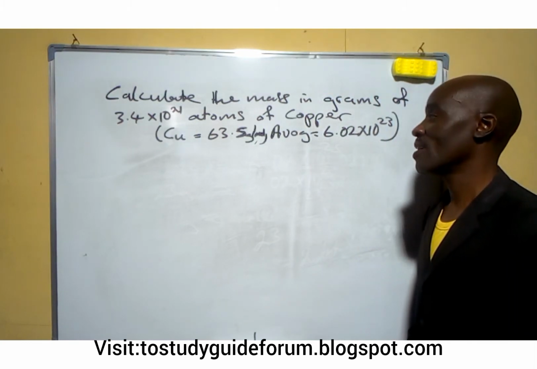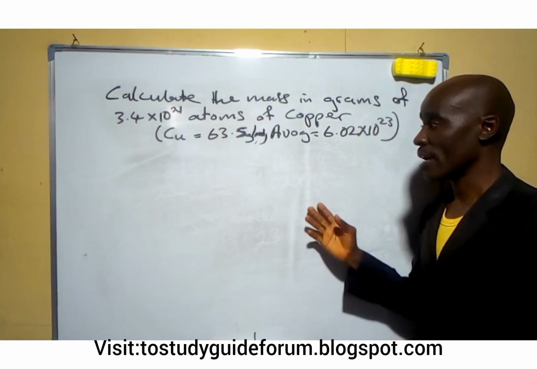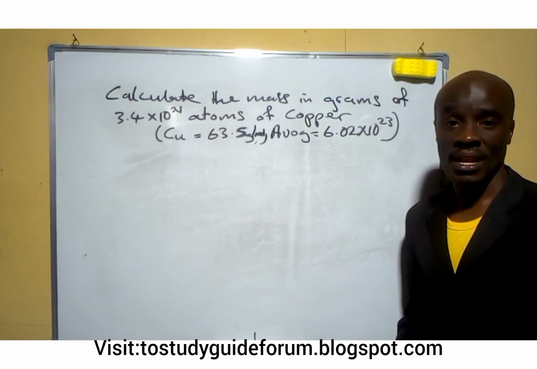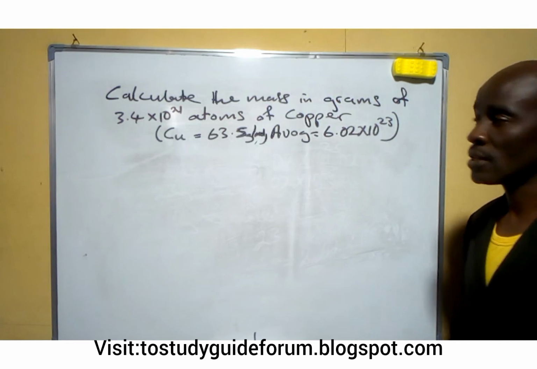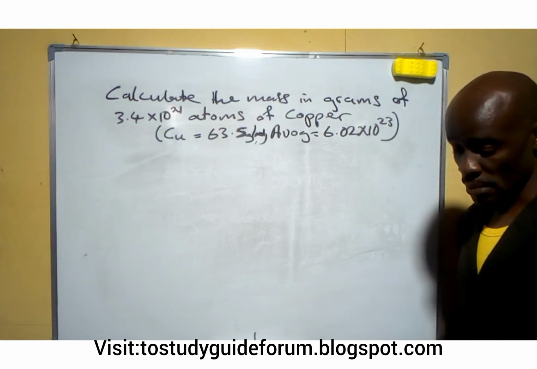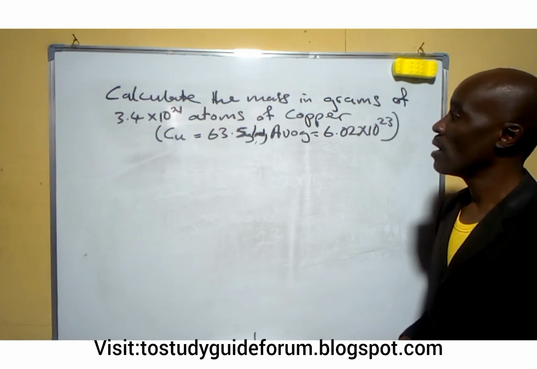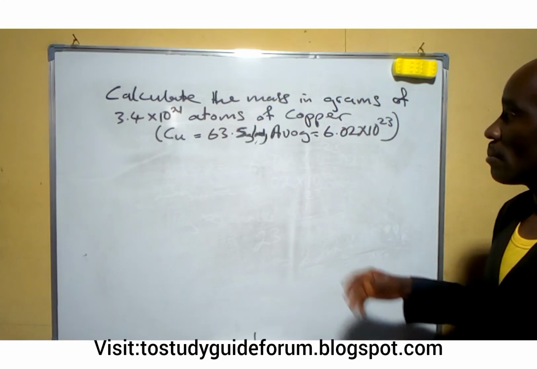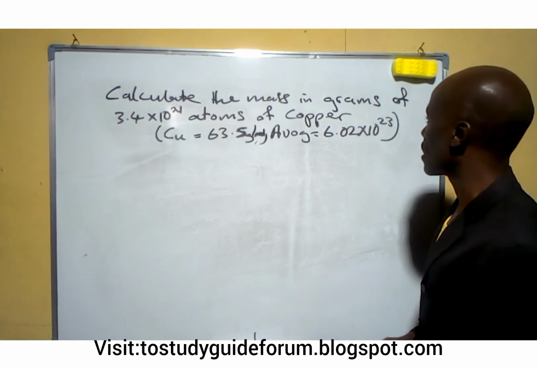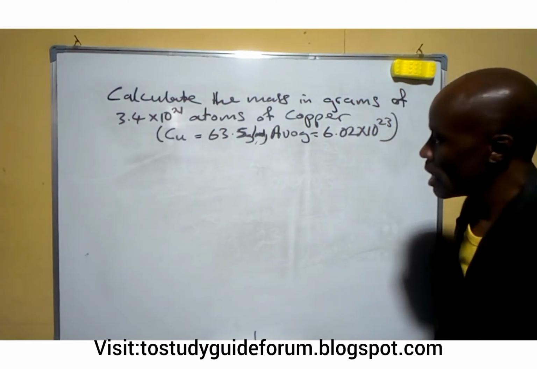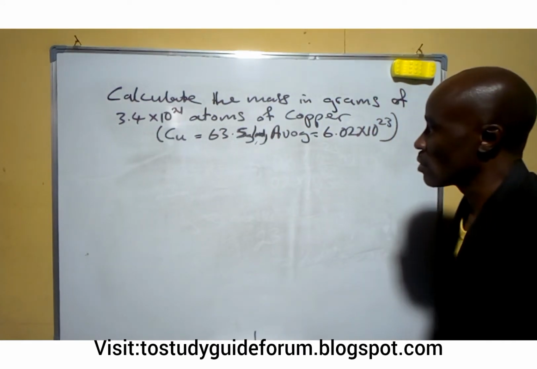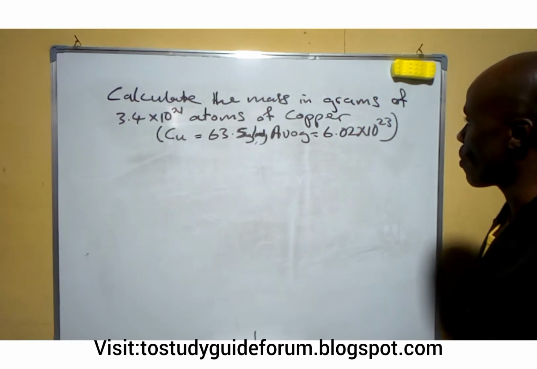What we have here, as I stated in the last video, the next one we're going to look at is how to calculate the mass. So in this case, we're going to calculate the mass in grams of 3.4 times 10 raised to the power of 21 atoms of copper.